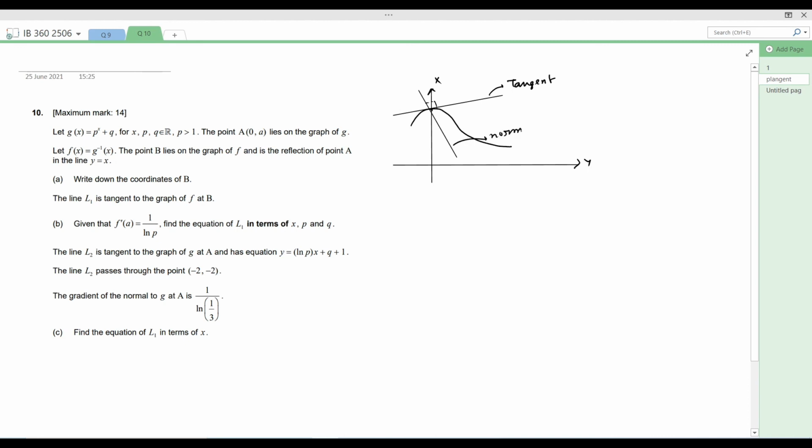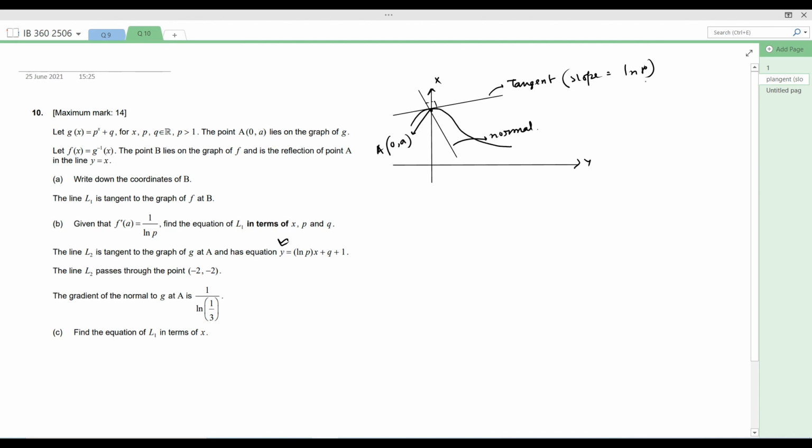The normal line is perpendicular to our tangent line. This particular angle is 90 degrees, just assume that. Obviously the slope is ln p. From here you can get that L2 is tangent to the graph of G at A, and this particular point is A, that is (0, A). This particular point is also given. Now the slope is ln p.